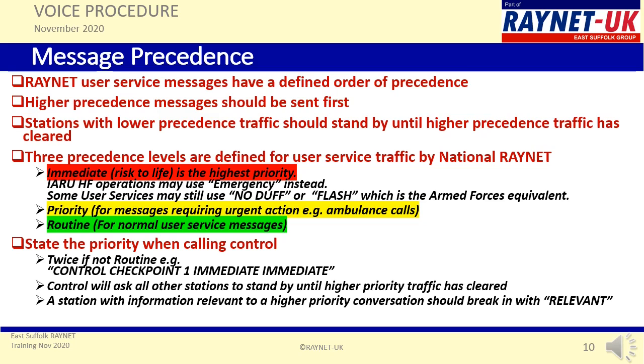Control will ask all other stations to stand by until higher priority traffic has cleared. A station with information relevant to a higher priority conversation should break in with relevant. Relevant is not a message priority, it is a pro word indicating that a station can contribute to the traffic currently being exchanged and prevent a misunderstanding or error from taking place.